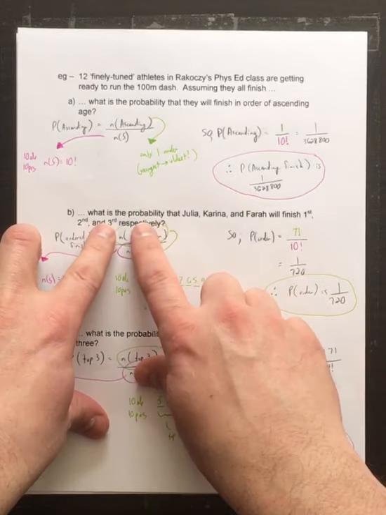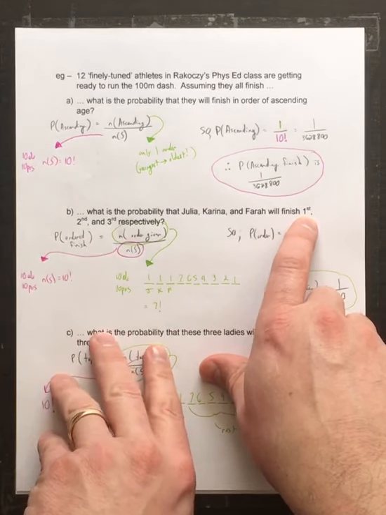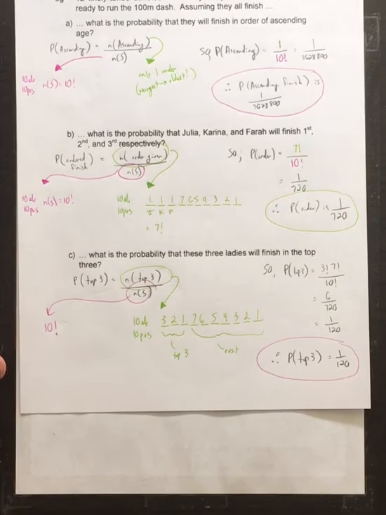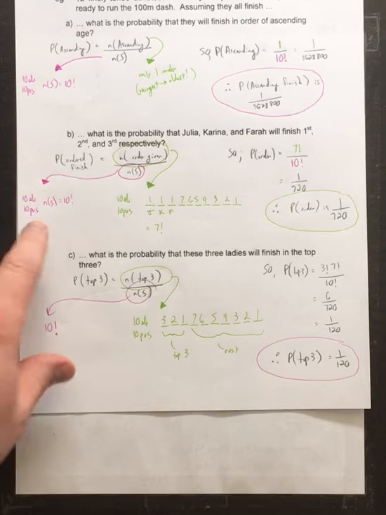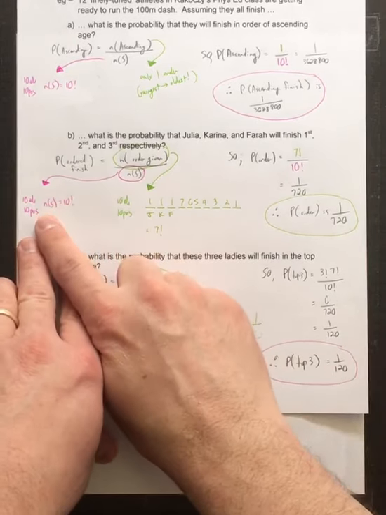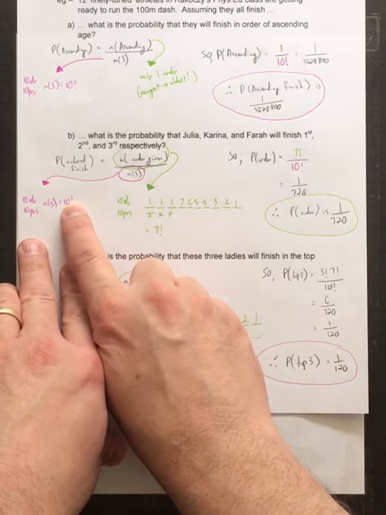All right, what is the probability that Julia, Corina, and Farah finish first, second, and third, respectively? So here I go on with the same theme of 10 factorial. That's my boo-boo. It should be 12 factorial because we have 12 athletes. Okay, so that should be a 12. But either way, what I do is I start with my n's. Okay, 12 elements and 12 positions should be 12 factorial.